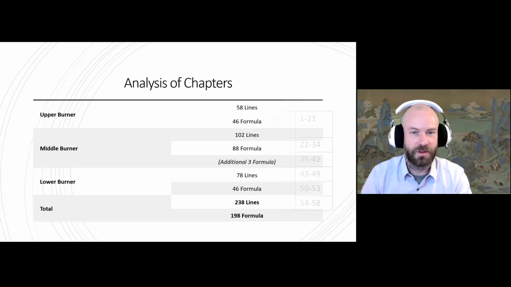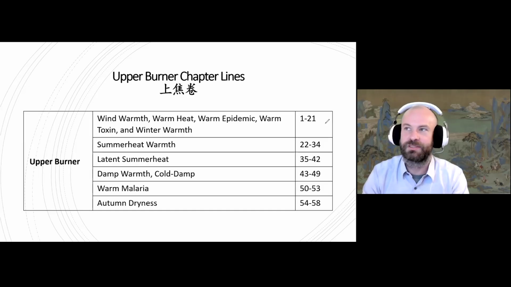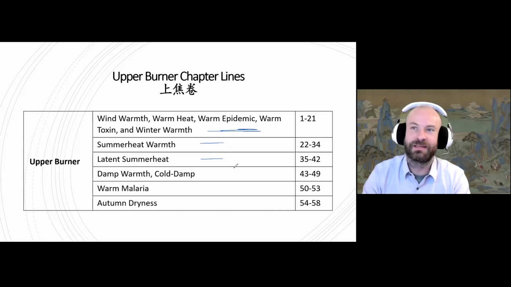Okay, so now if we break down the upper burner chapter, we can see how much discussion there is on the various chapters as well. There's quite a bit, but this one covers a lot of diseases. Then summer heat, warmth, latent summer heat, damp warmth, cold damp, warm malaria, and autumn dry. And it's not too much on those ones as well.